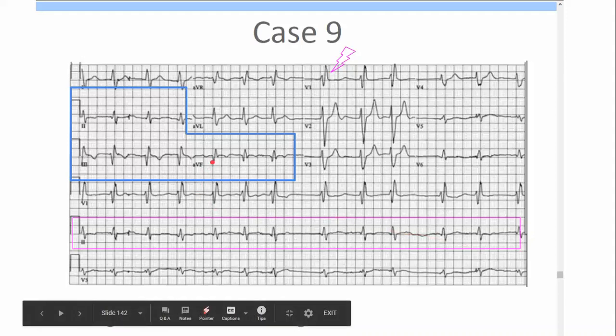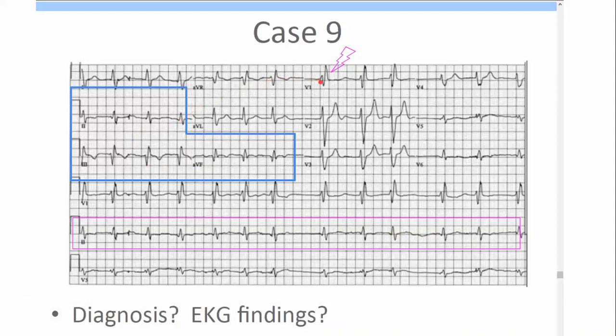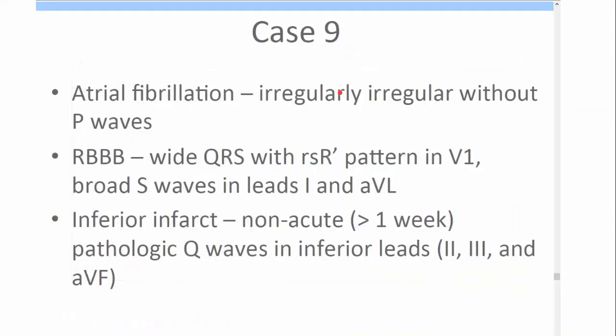We see what looks to be maybe some old Q waves over here. And we see maybe a rabbit ear pattern over here. So what we're supposed to see is atrial fibrillation with irregularly irregular, no visible P waves, a right bundle branch block because we have these rabbit ear R and R prime pattern in V1, and we see an inferior infarction, because he's had an infarction one week ago.